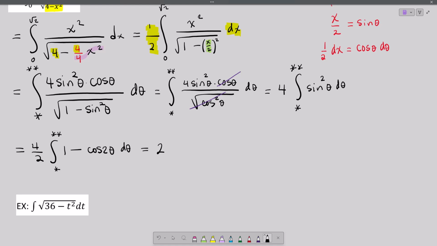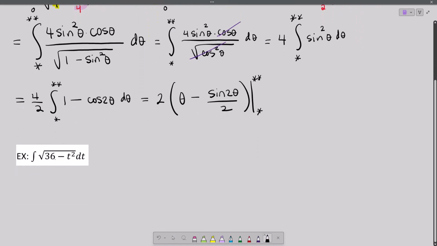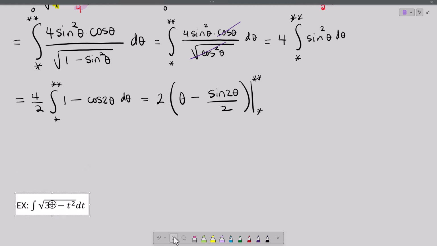Weird things out there. Okay, so now we can use reverse chain rule though, because that angle is doubled. So we're going to have a 2 out in front. We're going to integrate 1 and get theta. We integrate cosine and get sine of the same angle, but then we have to divide by the derivative of the angle. Reverse chain rule. Now we're there. The sine of 2 theta is a problem.